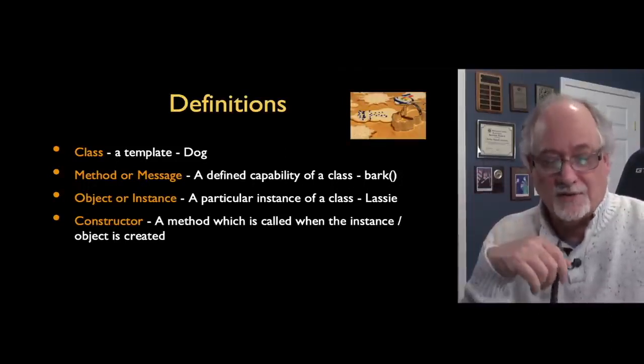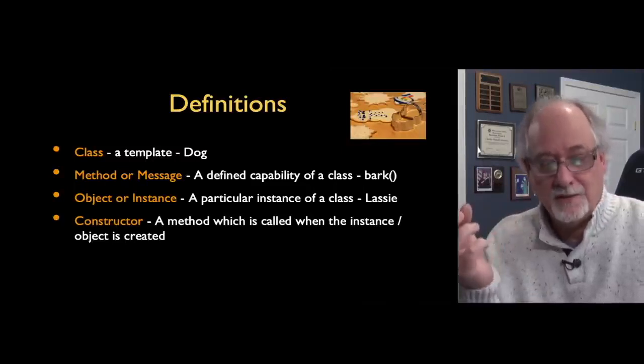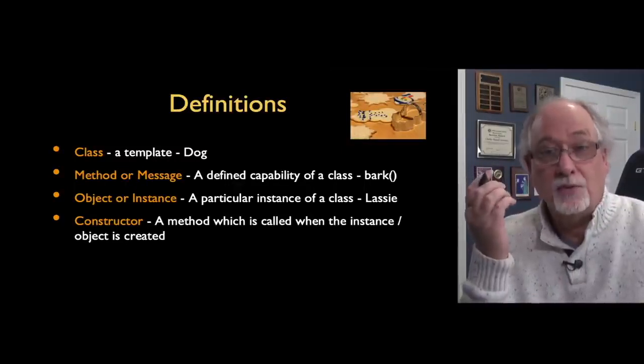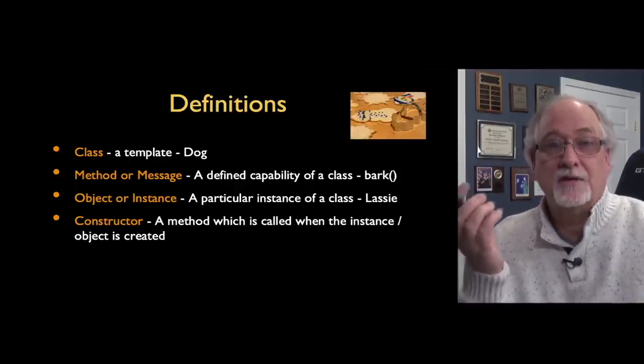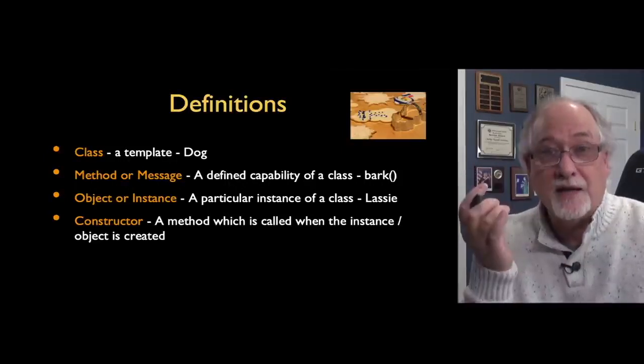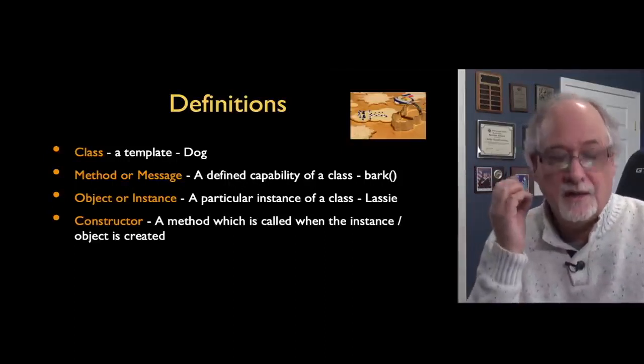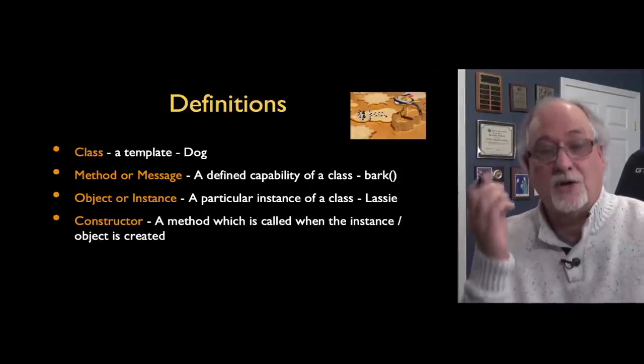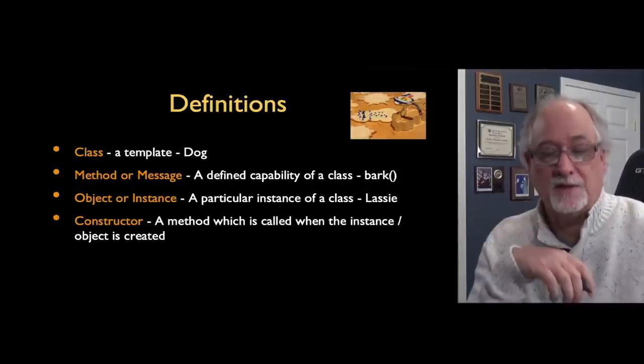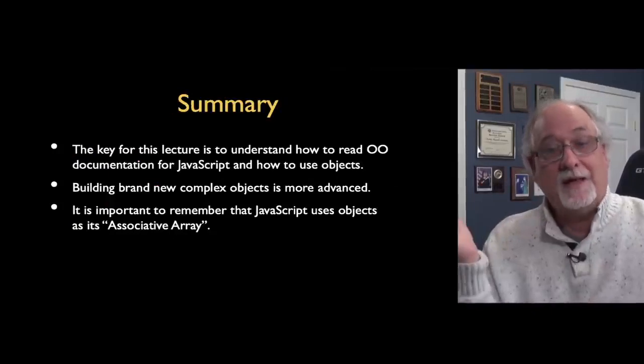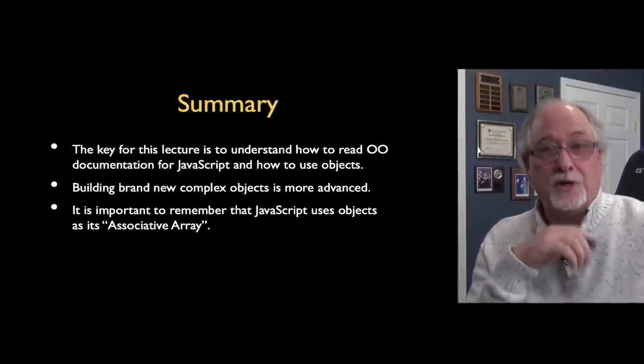So you've got to know all this stuff. A class is a template, a method or message is the code that's inside of objects and classes, attributes are the data inside objects and classes, and a constructor is the code that runs as one of these things is created. So that's a real quick romp through object-oriented JavaScript.